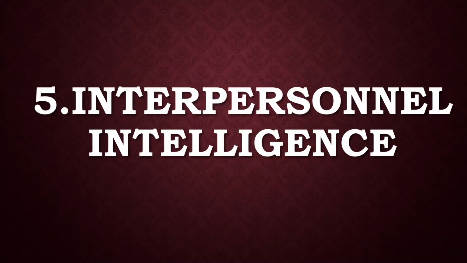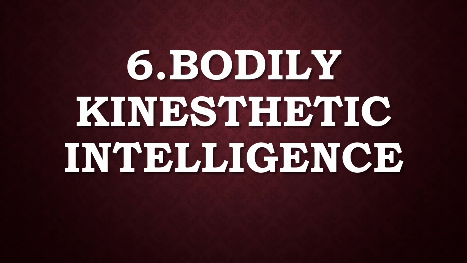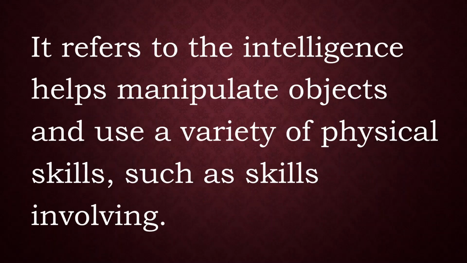Fifth type of intelligence, interpersonal intelligence. It refers to the ability to understand and interact effectively with others, understand others' feelings, and make friends quickly. Next, sixth type of intelligence, bodily kinesthetic intelligence. It refers to the intelligence which helps manipulate objects and use a variety of physical skills, such as those involved in dancing and other sport events, etc.